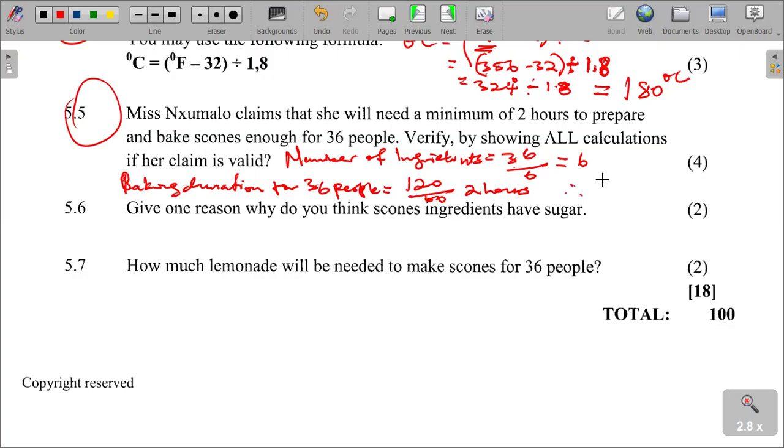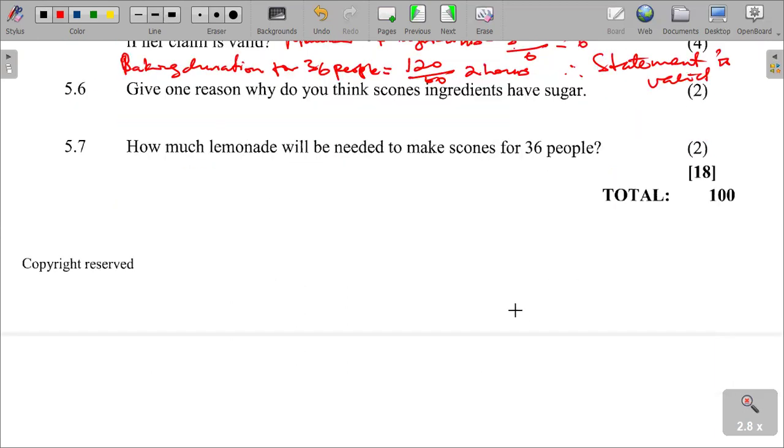Therefore, the statement is valid. And then give one reason. Why do you think scones ingredients have got sugar?